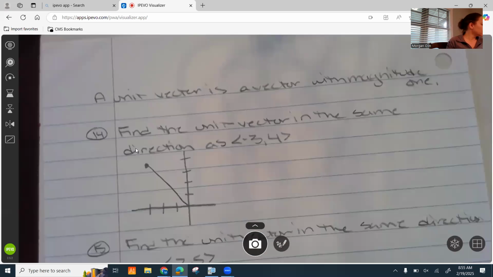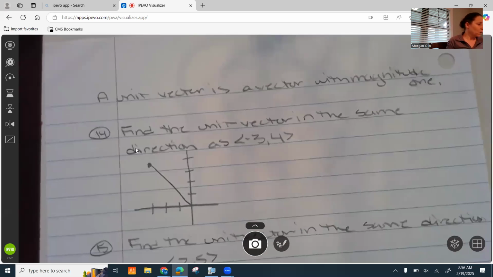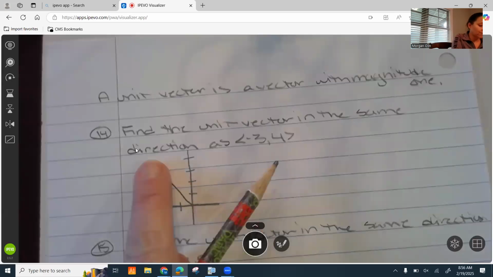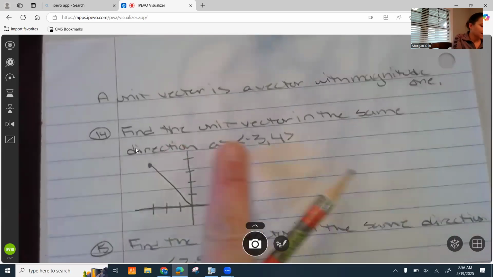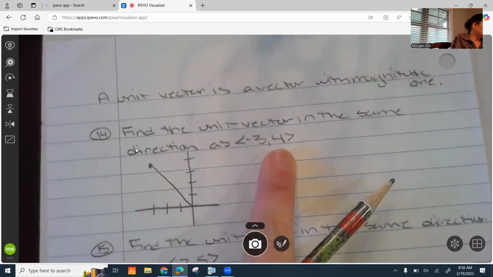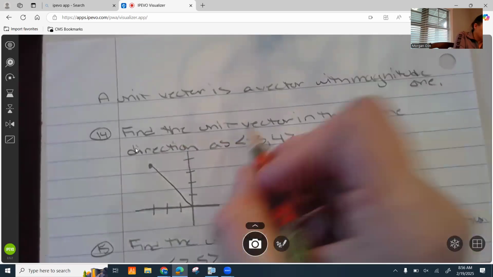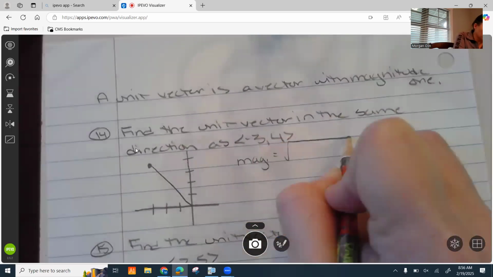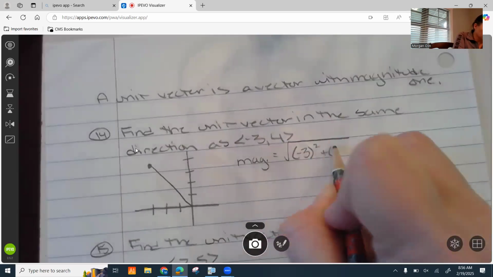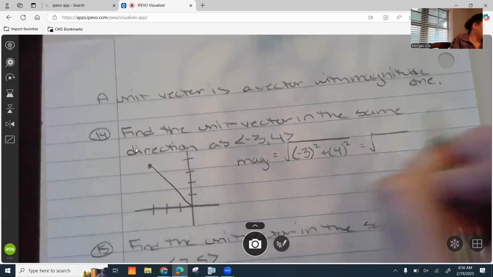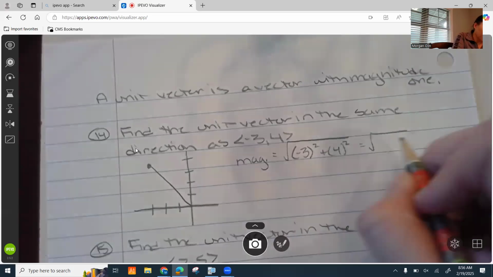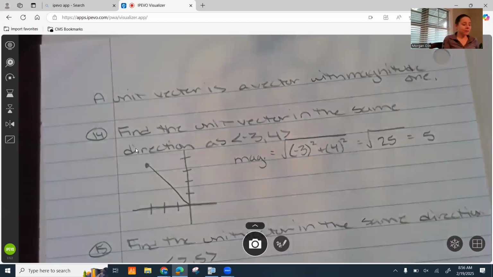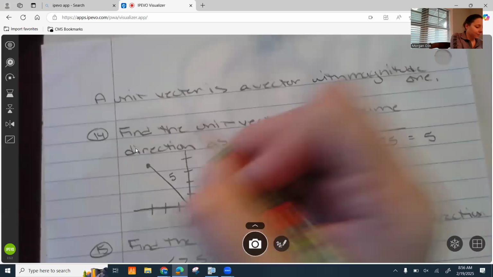Now we can find the magnitude. Find the unit vector in the same direction as -3, 4. So we've got to find the magnitude first. Well, magnitude is the square root of -3 squared plus 4 squared. I believe we did just do that: the square root of 25, which is 5. So the magnitude of this one is 5.